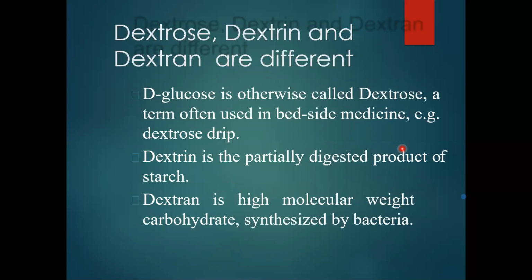Dextrose, dextrine, and dextran. What is dextrose? What is dextrine and dextran? They are not the same thing. D-glucose is known as dextrose in bedside medicine. Dextrine is a partially digested product of starch, and dextran is a high molecular weight carbohydrate produced by bacteria, which is commonly used in hypovolemic shock, when the amount of blood in your body decreases. The body enters a state of shock known as hypovolemic shock when the volume of blood inside the body decreases to a substantial level.